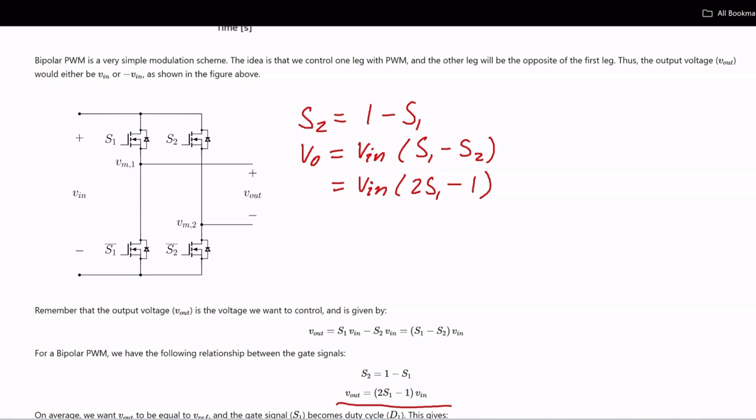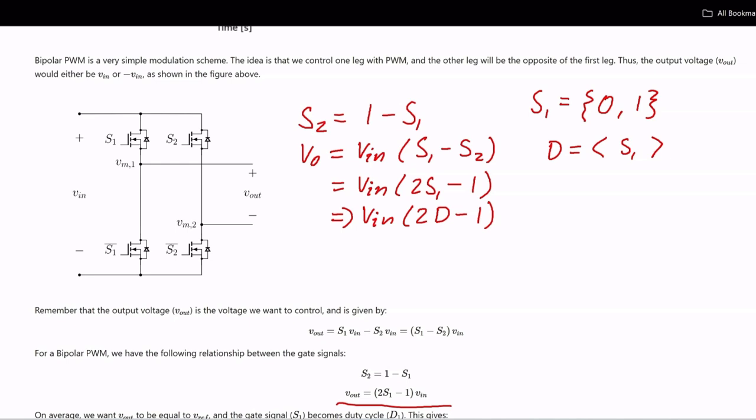Now we have a very simplified equation for the output voltage, but we're not done yet, because S1 is a binary signal, which is hard to control. So it's either 0 or 1. So instead, we want to have an average one. So we want to define a duty cycle, which is basically the average of the gate signal. So it's the average of S1. So we can insert this, then we get Vo equal to Vn multiplied by 2 times the duty cycle minus 1.